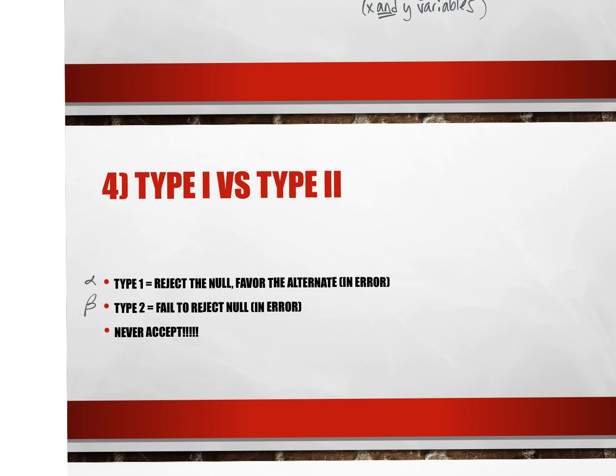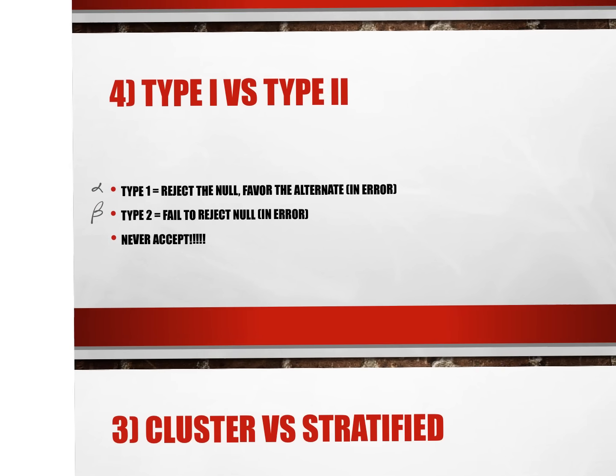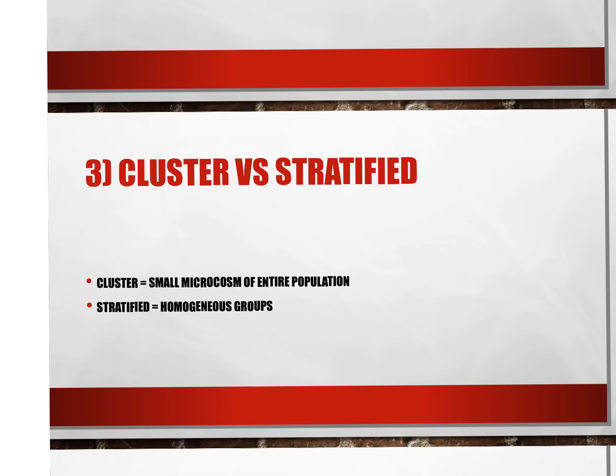So type 1 and type 2, those are both errors. Keep that in mind. It's when you do something that you shouldn't have done. Okay, going all the way back to, what was this, chapter 4, the difference between cluster and stratified.